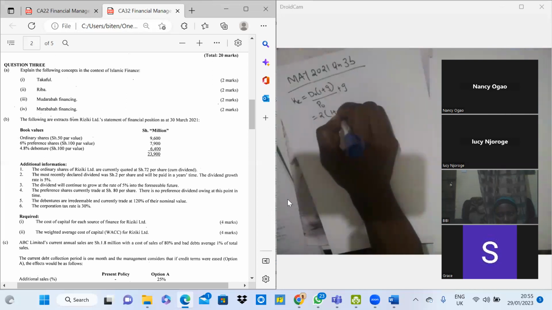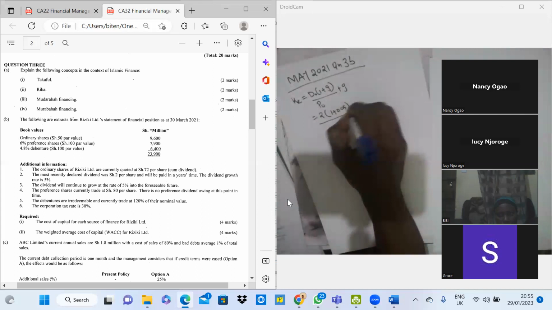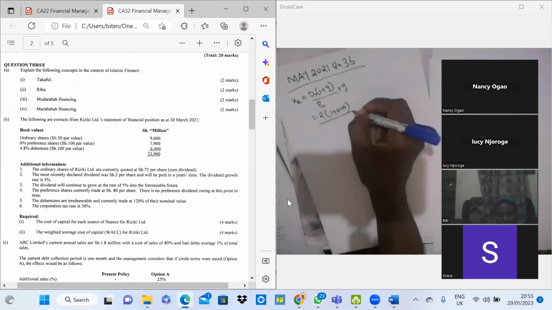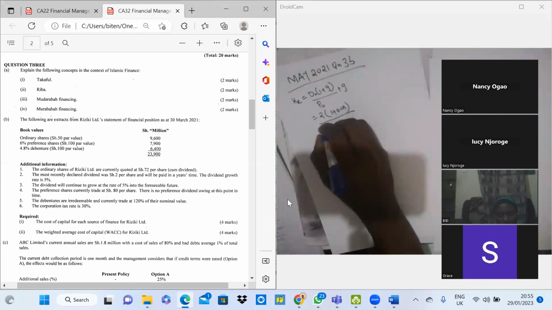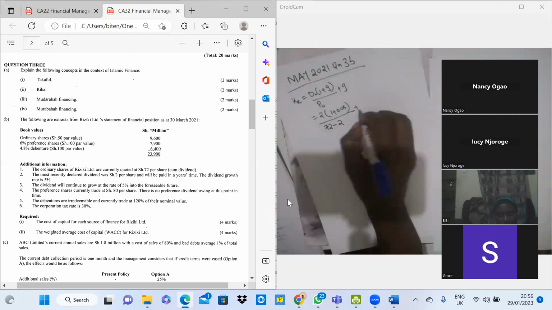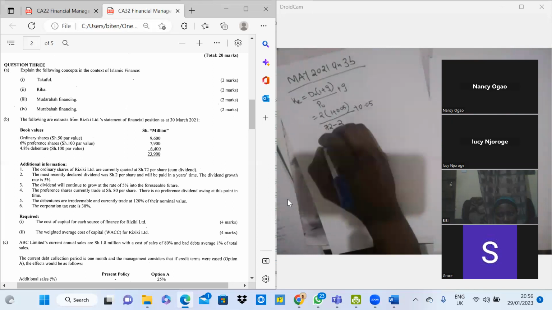The dividend growth rate is 5%. The ordinary shares of Riziki Limited are currently quoted at 72 come dividend. Come dividend, it means before the dividends. So we'll take 72, we minus the dividend, that is 2, plus 0.05.